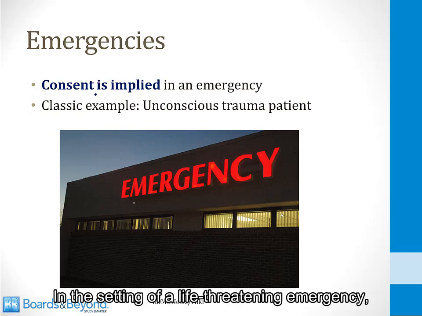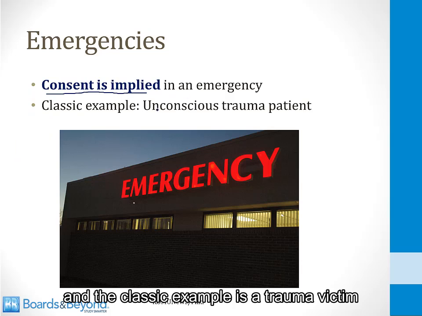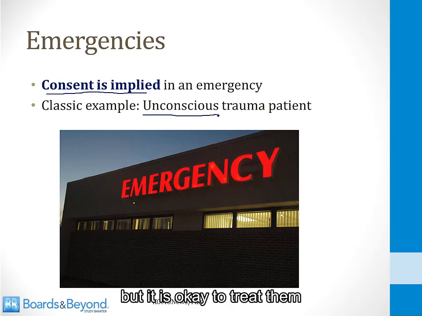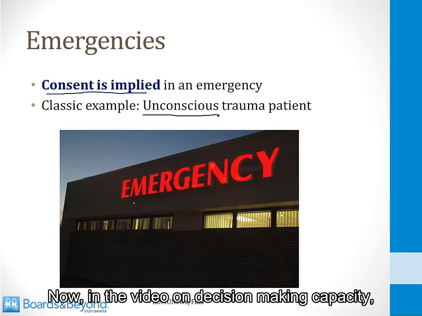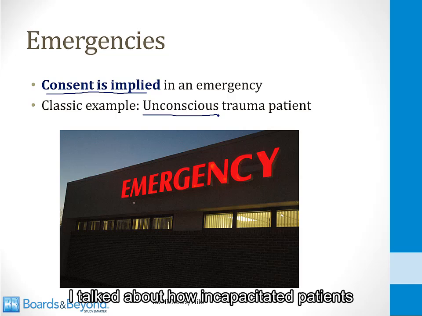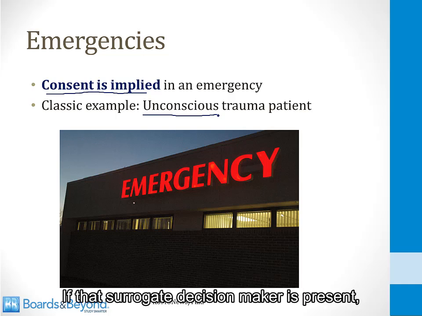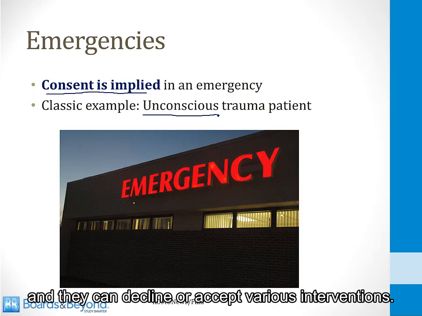In the setting of a life-threatening emergency, consent is implied, and the classic example is a trauma victim that is unconscious. This patient obviously cannot give consent, but it is okay to treat them because it is a life-threatening emergency. Now, in the video on decision-making capacity, I talk about how incapacitated patients can have surrogate decision makers like a husband or wife. If that surrogate decision maker is present, then they can weigh in on the therapy, obviously, and they can decline or accept various interventions.